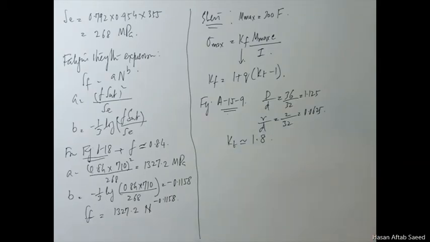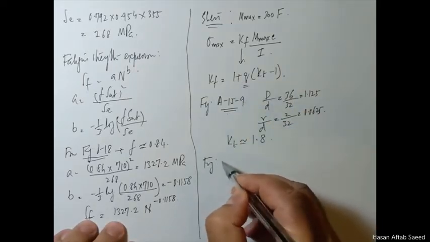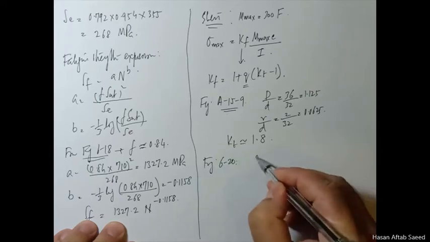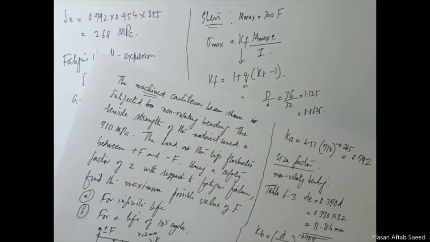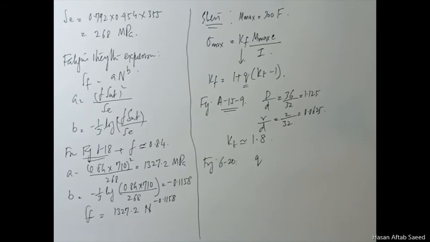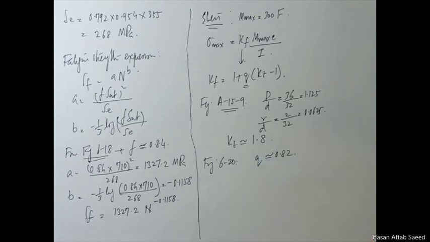So against these two, from this chart, Kt is roughly equal to 1.8. Now figure 6-20 for q, again very familiar. q against the ultimate tensile strength and the radius of 2 millimeter, talking about the radius of the hole for this kind of situation, it turns out to be roughly 0.82. You cannot read it very accurately, that's all right.